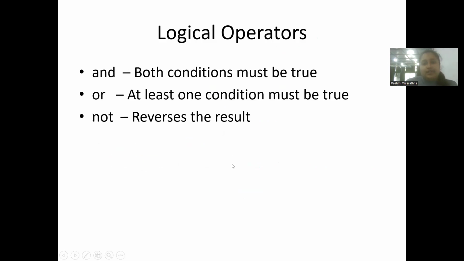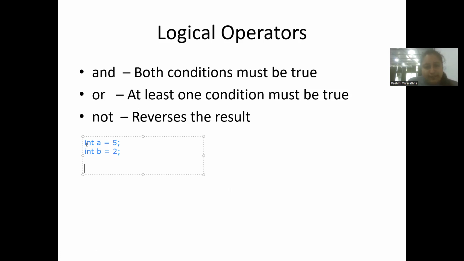Okay, these are logical operators. The third category is logical operators. There are three logical operators: and, or, not. And means both conditions must be true. So what are these both conditions? If we write it like this: int a equal 5, and our second one is int b equal to 2. So what are these things?